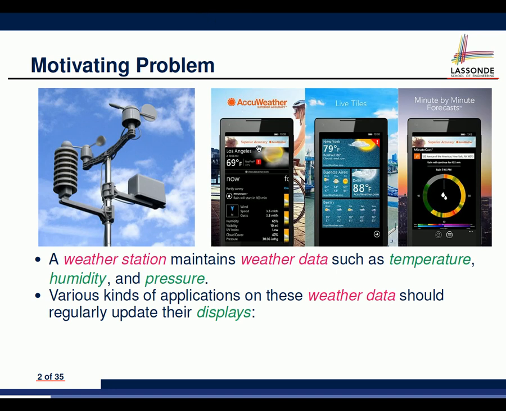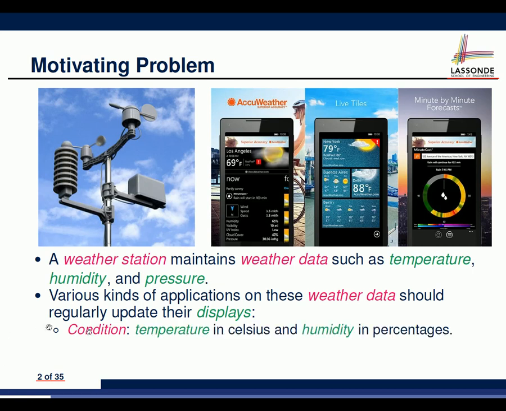Basically, each of the apps has to periodically update its display according to the latest measures for the 3 data over here. Let's keep this in mind for this lecture. So let's say we have one app for the condition. Condition is just going to tell you the temperature and also humidity, just these 2 measures. It just tells you the current condition for the weather.